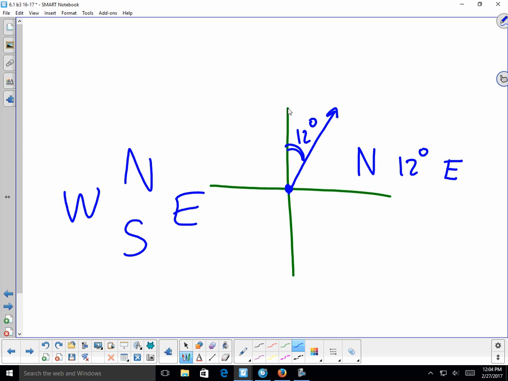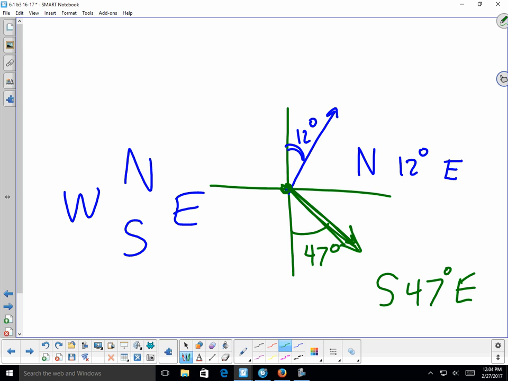Okay, so what would be the bearing for, let's say, this one, let's say this angle here is 47 degrees. How would we classify the bearing or the direction for this angle? Alex? South 47 degrees east, everybody agree?